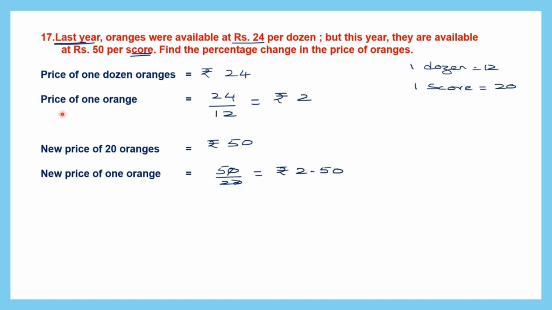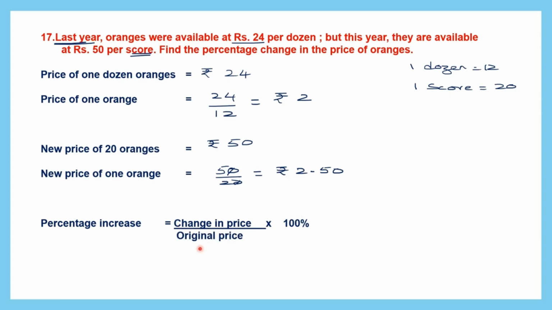So last year the price of one orange was 2 rupees. This year the price of one orange is 2 rupees 50 paisa. So from this itself you can make out that there has been an increase in the price, isn't it? It was 2 rupees, it has now become 2 rupees 50 paisa. Now we have to find the percentage change in the prices of the oranges. So to find the percentage change, we say change in price divided by the original price into 100%, because we're converting it to a percent.